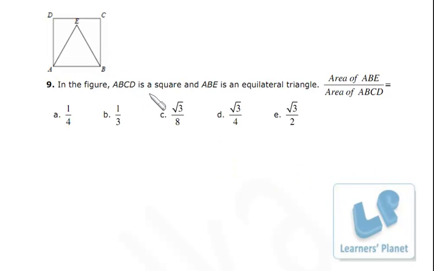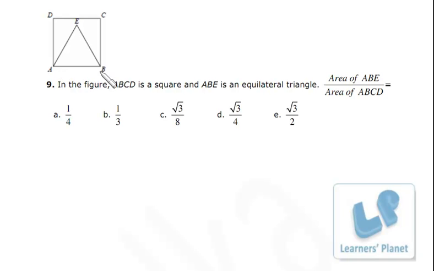In the figure, ABCD is a square and ABE is an equilateral triangle. Find the ratio of their areas. Okay, that's pretty simple. I assume the side of this square to be same, maybe x, right?